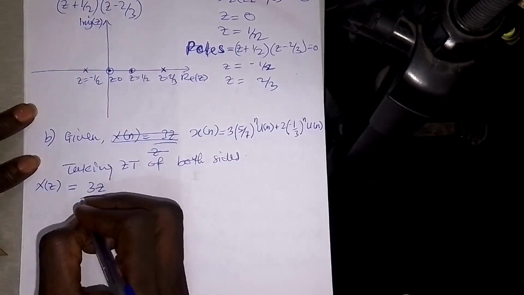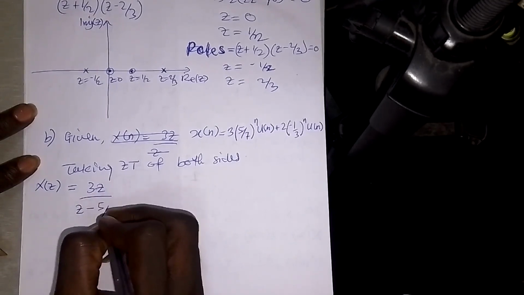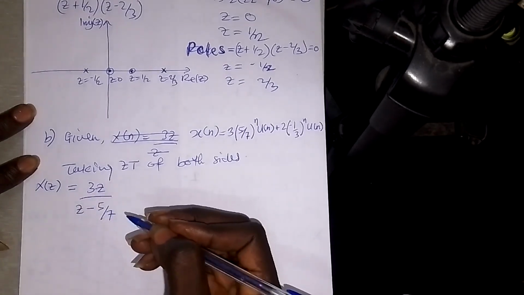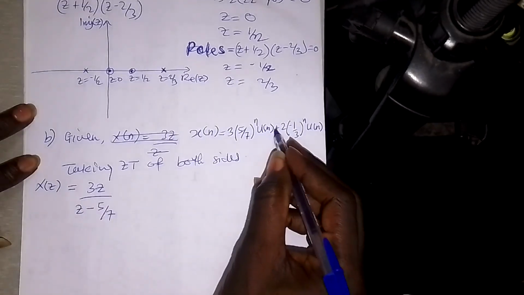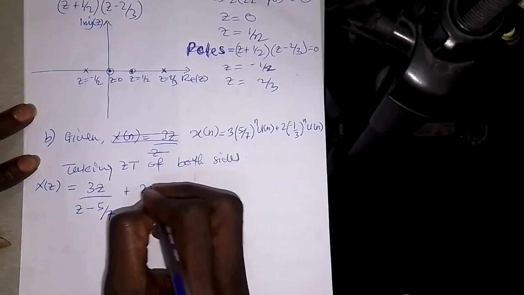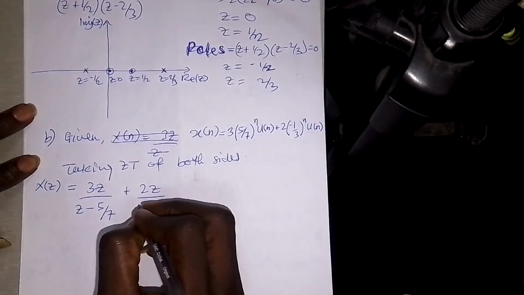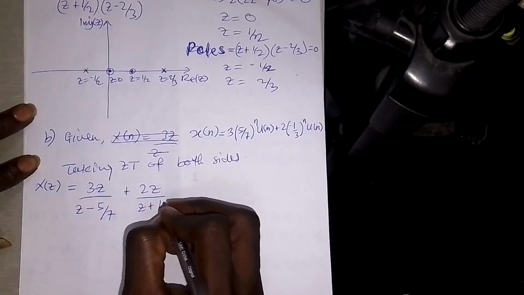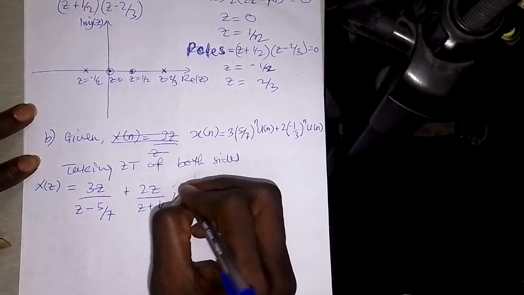over z minus 5 over 7, so z over 5 over 7, plus 2z, this 2 and z, over z plus 1 over 3, over 1 over 3. And what will be my ROC?